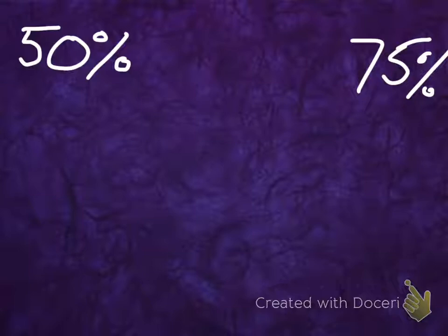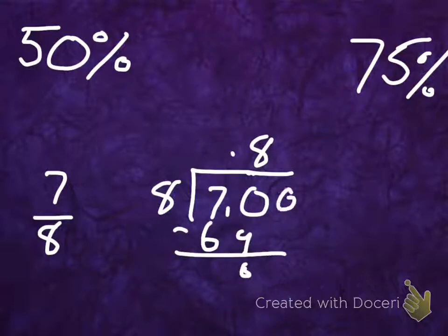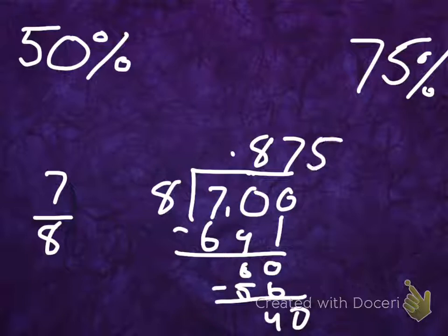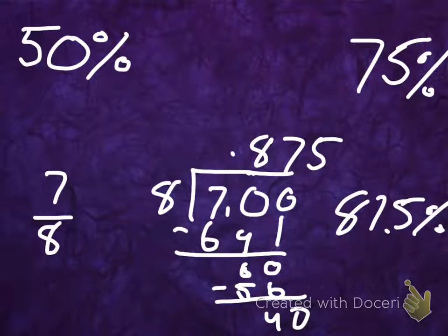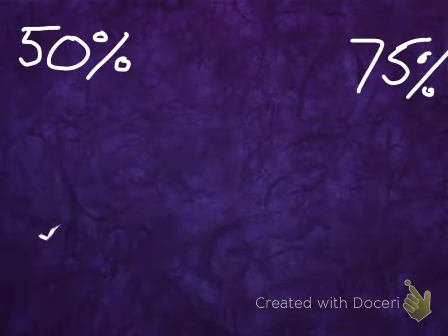First number we have is 7/8. That's 7 divided by 8. 8 goes into 7, so we get 0.875, or 87.5%. Does that fall in between? No. Nope, so that doesn't work. A is out. Next we have 40%. Does 40% come in between those two? Nope, that one was easy.